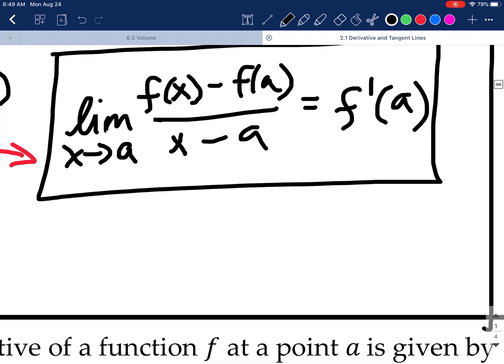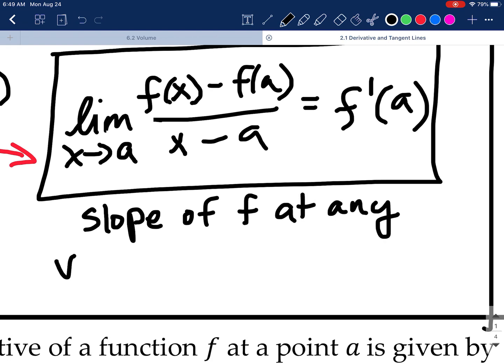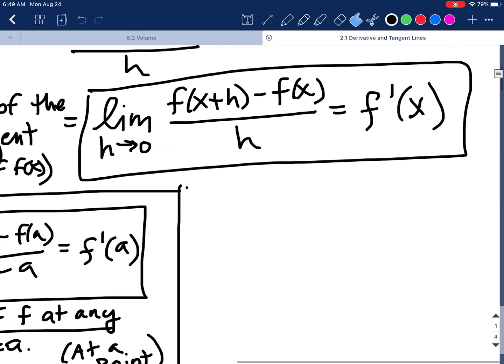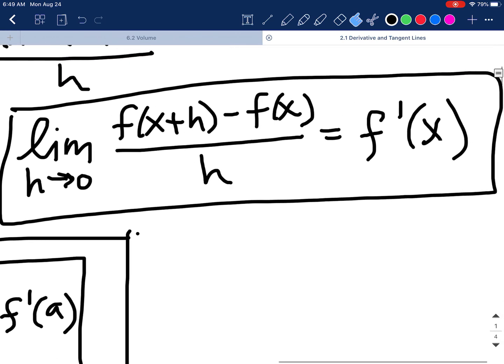So this is the slope of f at any value x equals a. So this is at a point. So this is the specific slope at a point. Whereas up above here, we have no reference to a specific point. We've just called our generic location x and then the distance away x plus h.